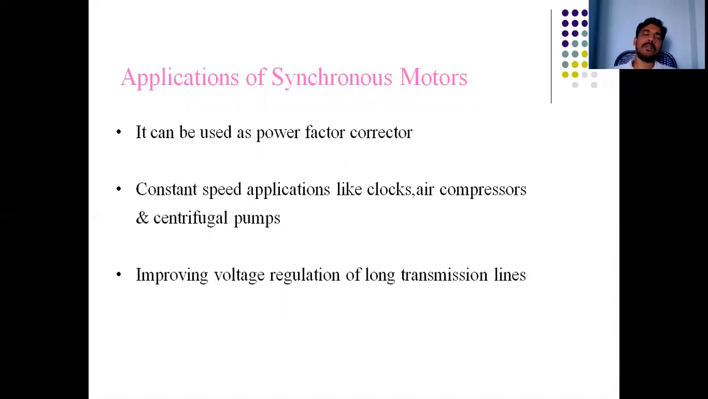So to compensate this voltage drop, we need to supply reactive power that is leading in nature. If we connect a synchronous motor on the long transmission line, it will take leading reactive power that will compensate the lagging reactive power consumed by the transmission lines. Overall, the effect of reactive power is decreased and the transmission line voltage will not fall. So the regulation of the transmission line is much better.